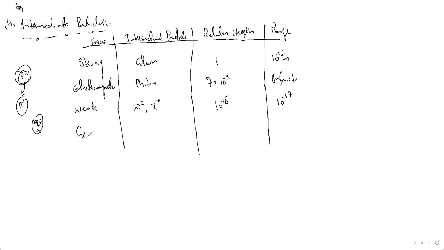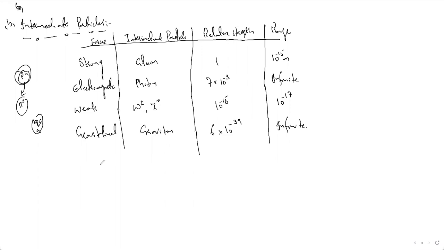Then finally, gravitational. It has no use here, but still we need to write it. As I said, the mediating particle is what we call the graviton. The graviton is not found; this is just a theoretical prediction that the graviton is responsible for the mediation of the force. The strength is very low, of the order of 6 × 10⁻³⁹. The range is infinite. This is just a review of what you already know about these particles and intermediate particles. Now let's come back to them one by one.